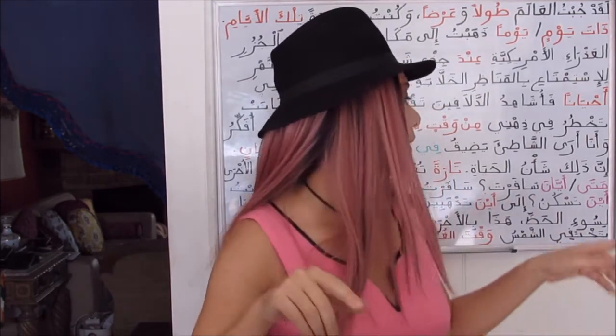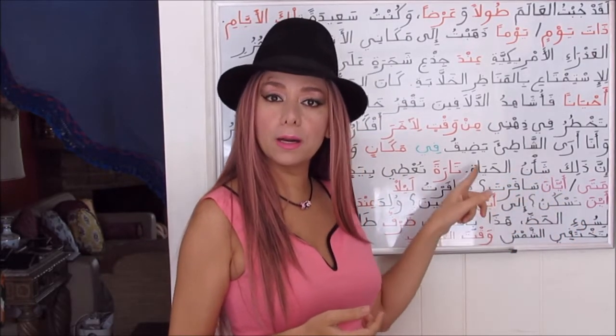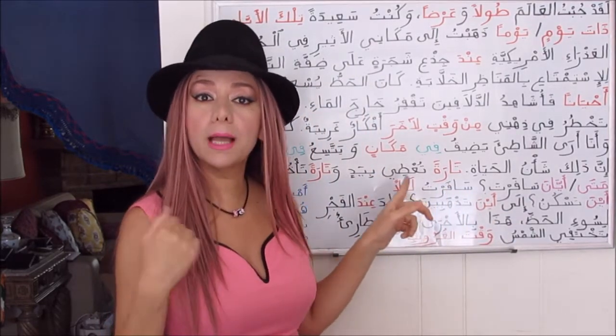When? At what time? متى or أيان? Where? أين? These question words are diptotes that cannot be declined with an inflected end. متى or أيان سافرت? The verb سافر, to travel, conjugated in the past, second person singular masculine. When did you travel? سافرت ليلا. I traveled at night.